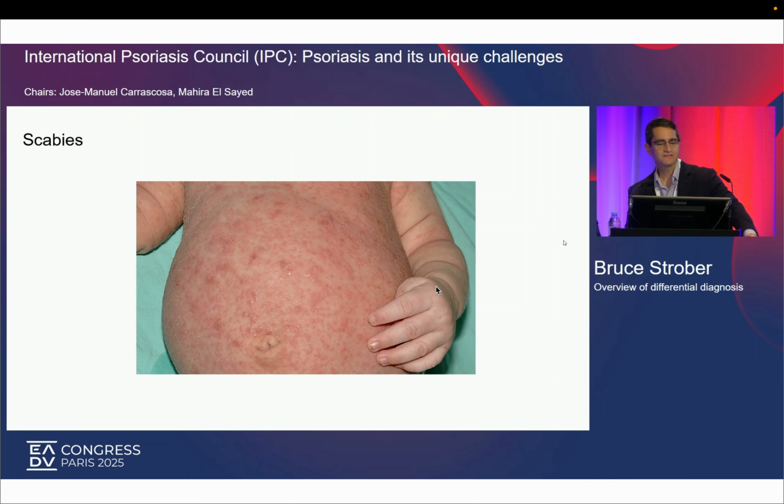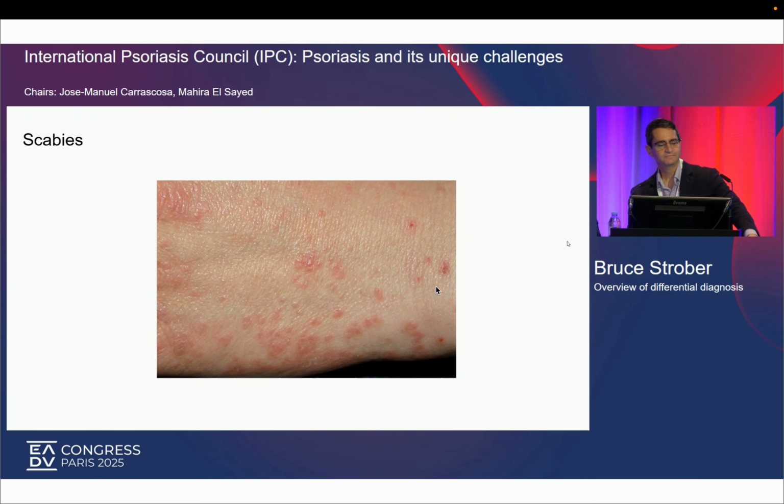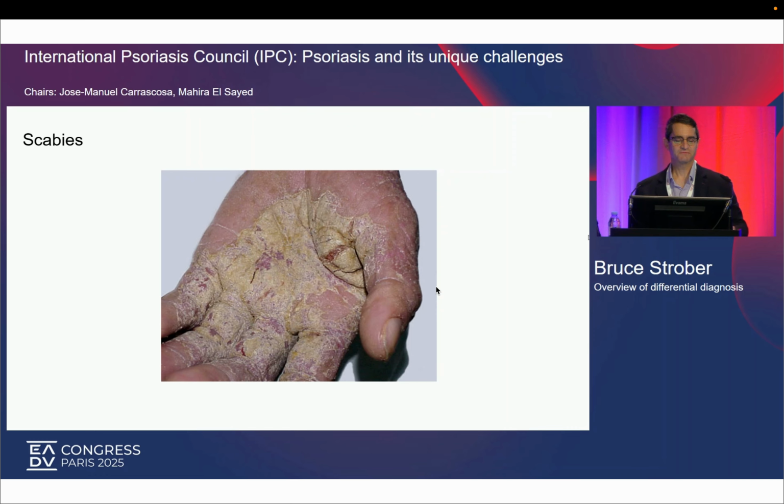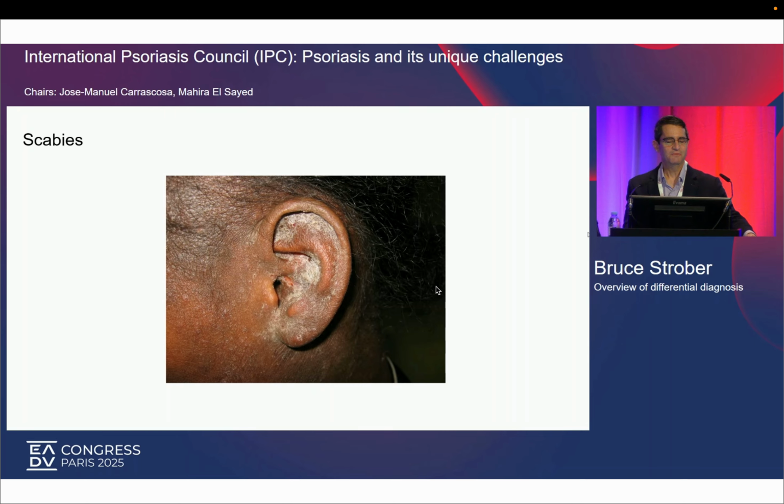And then scabies, obviously a child. Just the distribution might be mistaken, but scabies is a mimicker, especially in its more severe forms, the Norwegian scabies variant. Around the ear, again, you might think, oh, that's psoriasis, goes to the ears, it's pre and post-auricular, but it's scabies.